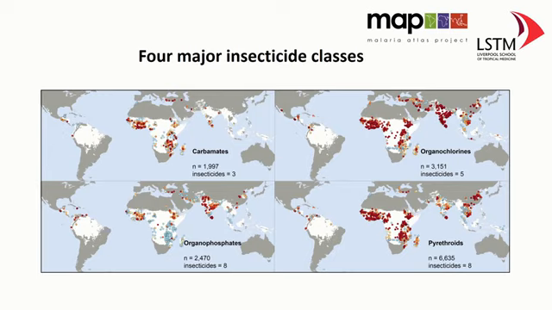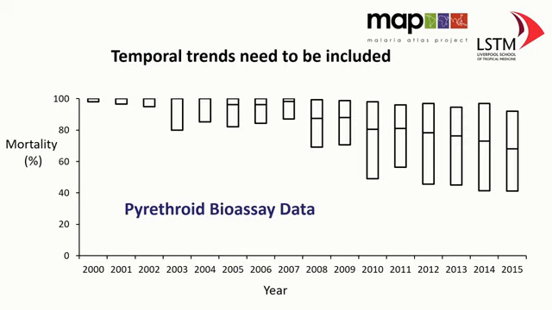So for example, organophosphates, the levels of resistance look low, or mortality looks high, compared to, for example, organochlorines, but maybe the organophosphate data is simply older, and there are actually temporal trends in these data too. So in addition to taking account of spatial factors, we also need to include temporal trends. This is now just a box plot looking simply at pyrethroid bioassay data. And for the pyrethroids, we have data going back to the 1980s, but not much of it.